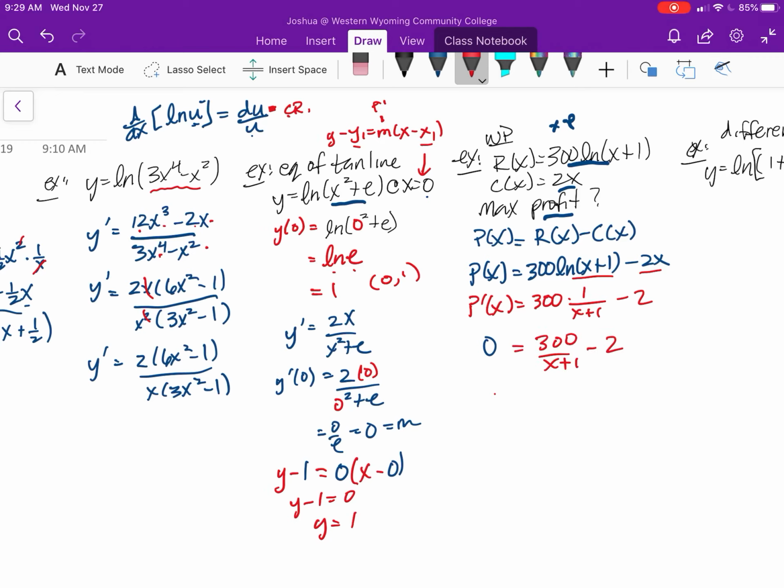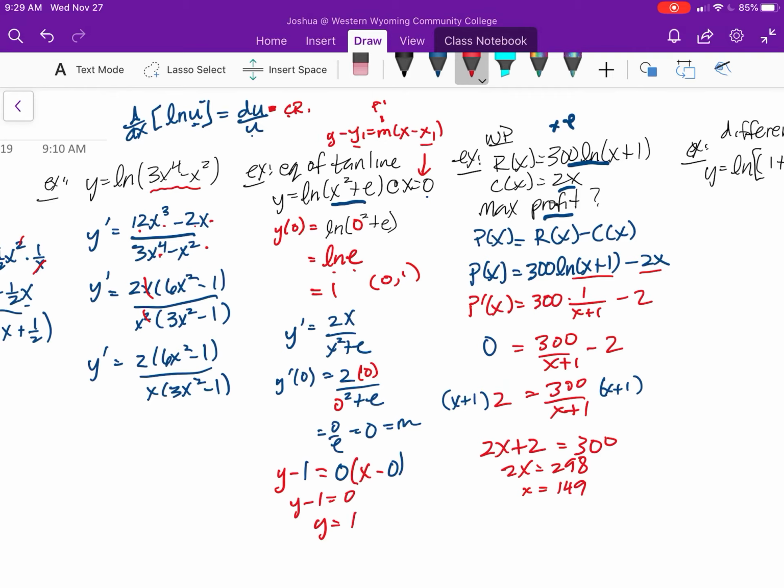Let's add the 2 to the other side. Clear the fraction, multiply by x plus 1. I think we could do that in our head. We'd have 2x plus 2, right, equals 300. Subtract 2, 2x equals 298. Divide by 2, x is 149.